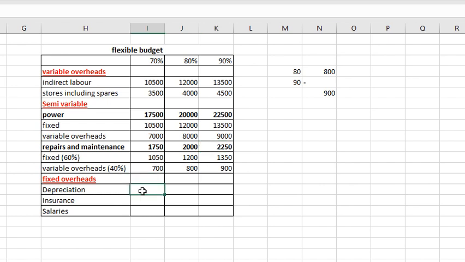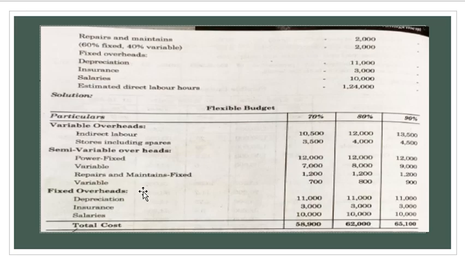In fixed overheads, the amount will always remain the same, only the cost per unit will fluctuate. As here we don't have cost per unit, the amount will remain the same for all the units irrespective of the capacity. So what are your fixed overheads in your question? Depreciation, insurance and salaries.